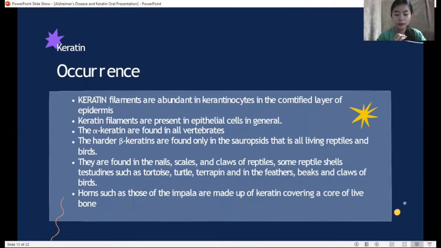They are found in the nails, scales, and claws of reptiles, some reptile cells, testudines such as tortoise, turtle, terrapin, and in the feathers, beak, and claws of birds. Horns such as those of the impala are made of keratin covering a core of live bone.